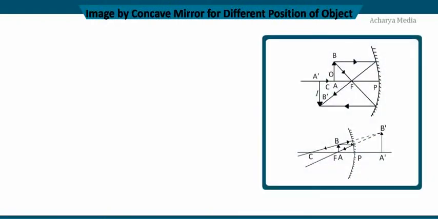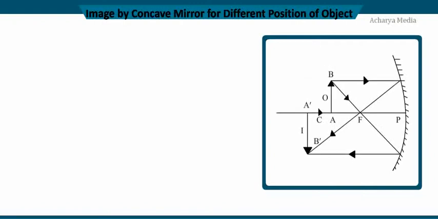Now, let us discuss the nature of the image formed due to the position of the object. Look at the difference in the given images. According to these images, when a real object is placed between the center of curvature and the focus of the mirror, the object AB has its image A'B' formed beyond the center of curvature. This image is real, inverted and enlarged.